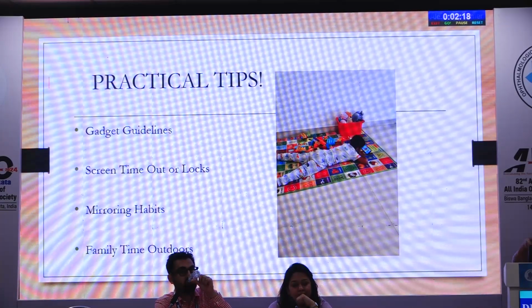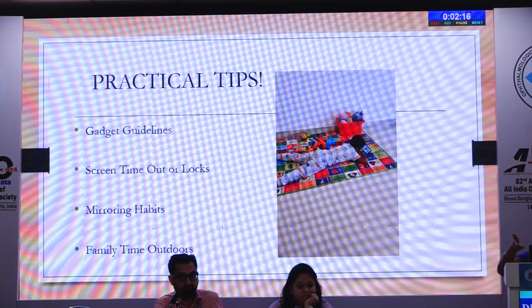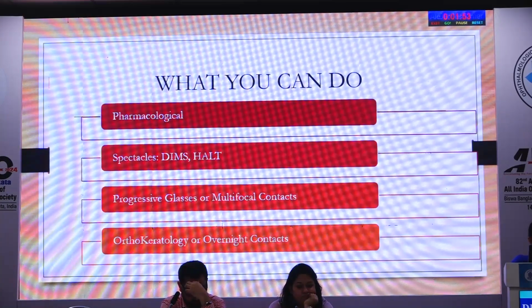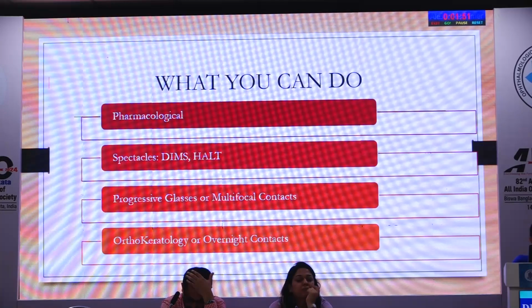Practical tips. This is my own clinic, where you see so many toys I have, but this child is with the phone. This is what is happening even at homes. So give them practical tips which you use with your own children: how you can set gadget guidelines, how you can have screen timeouts, how you can lock your devices, how the parents can mirror good habits and have good family time outdoors so that the child doesn't get stuck with the gadget. Then you come to your science.